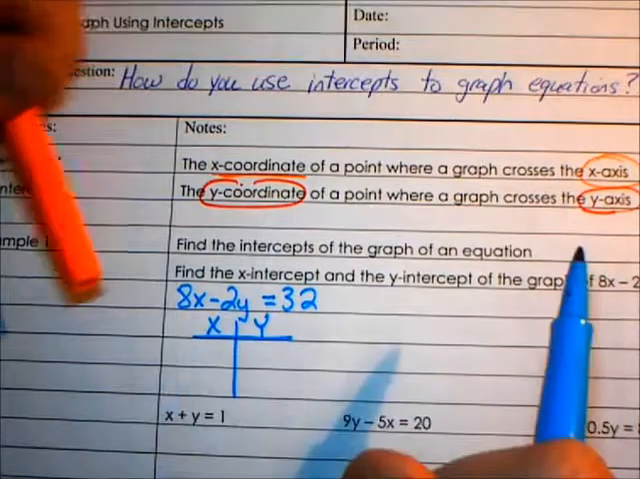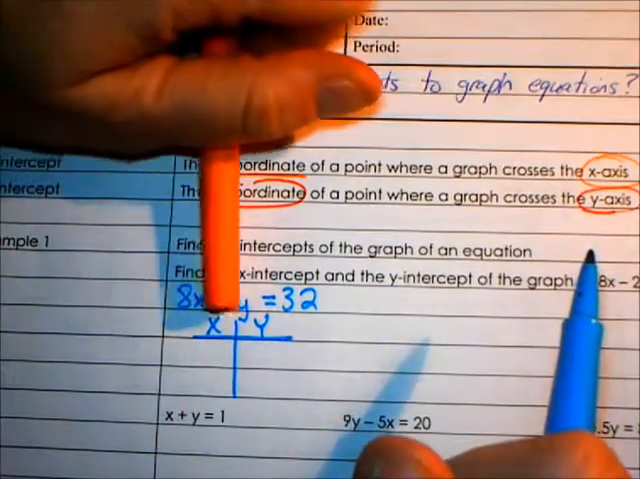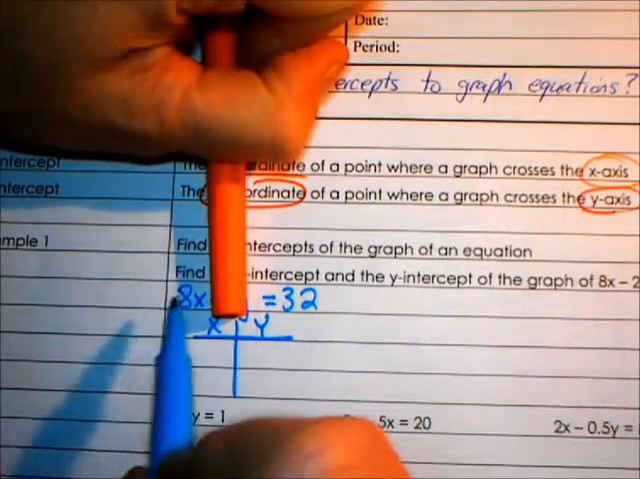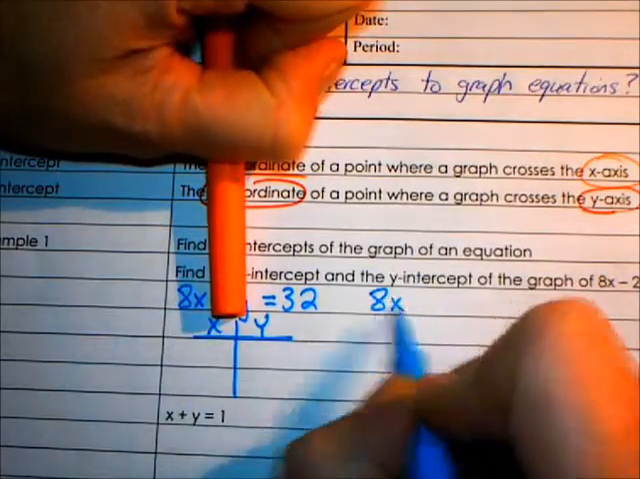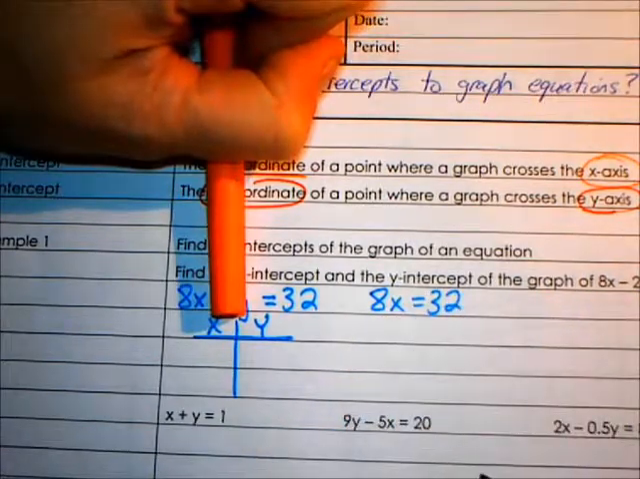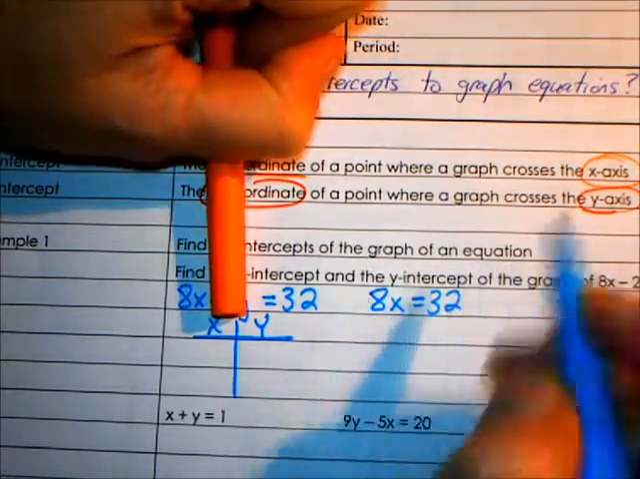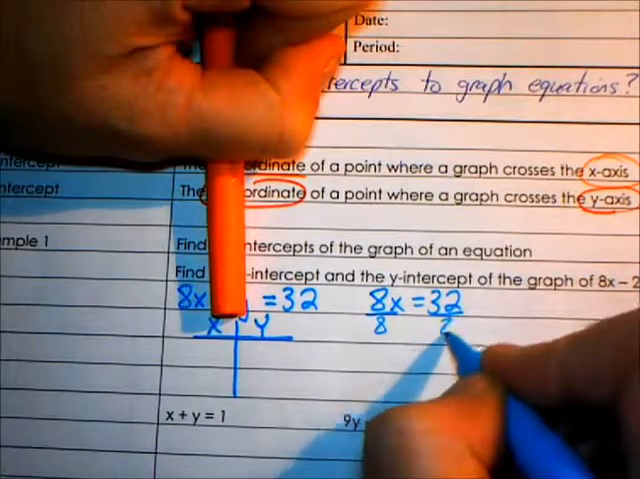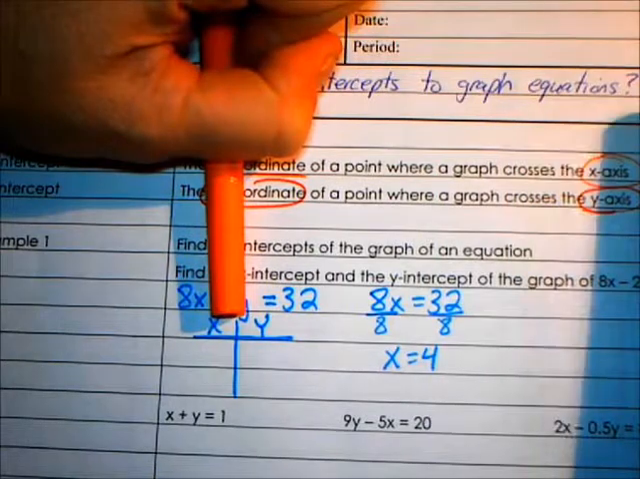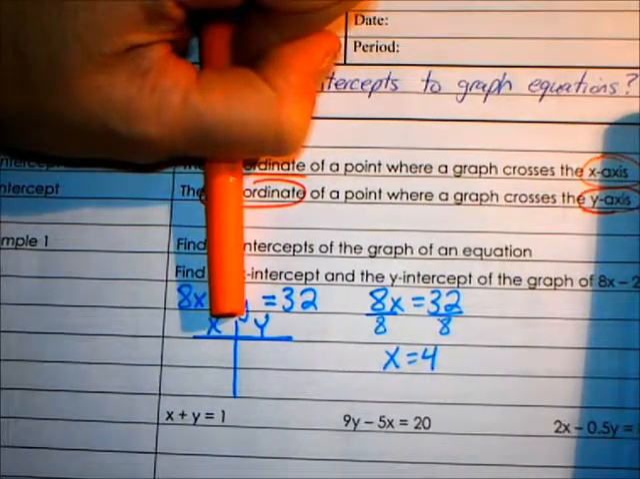A way to solve this is to say, okay, I'm going to cover up one of the letters at a time. So I'm going to cover up the y right here, and what you see on the left side is just an 8x, and on the right side you see 32. This is a smaller problem that you can solve by hand, where I divide by 8 and x will equal 4, or you can type it in your calculator, whichever you feel most comfortable with.